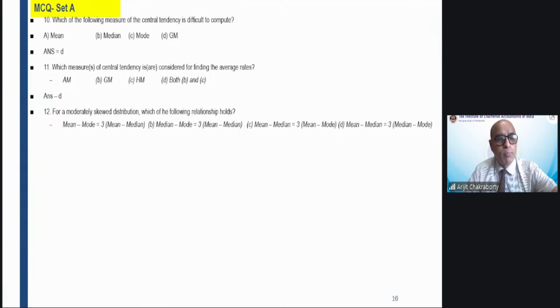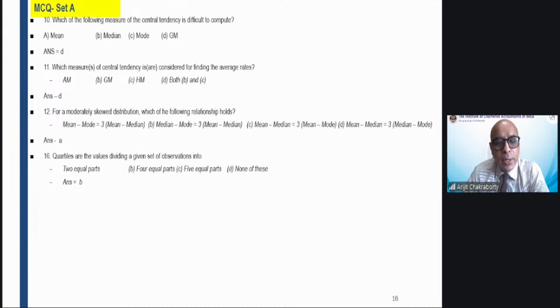Number 12, for a moderately skewed distribution, which of the following relationships holds? Oh, this is a direct question on the formula. We have been discussing this quite often in the last session as well as in today's session. I'm sure you have this formula, you must have memorized it by heart. It is mean minus mode equals 3 into mean minus median. So for question 12, we are ticking option A.